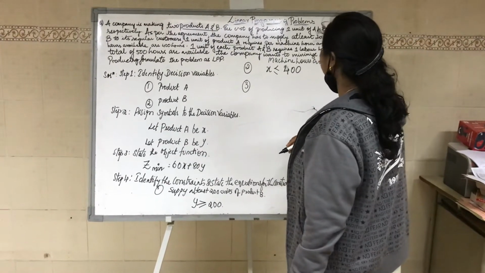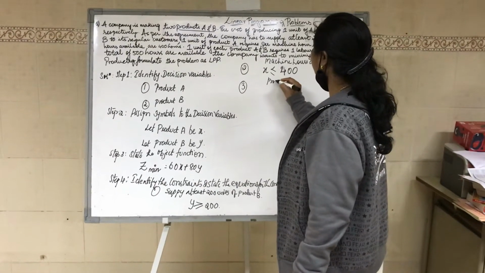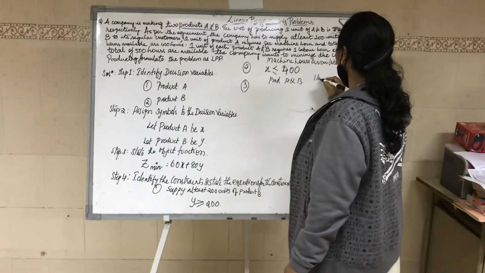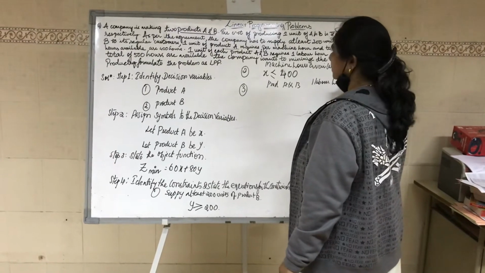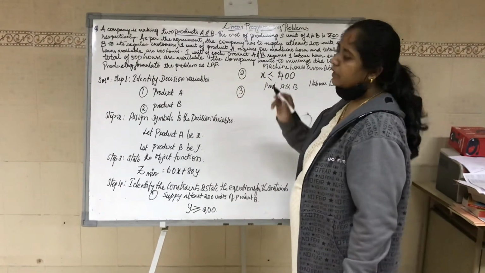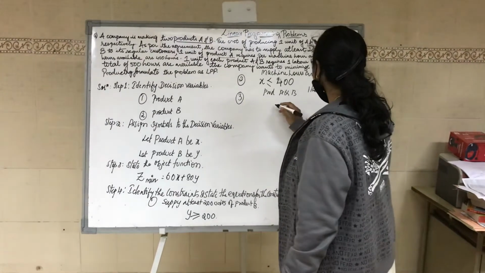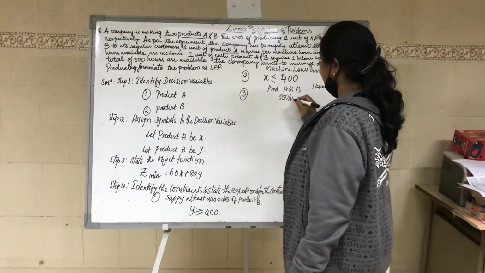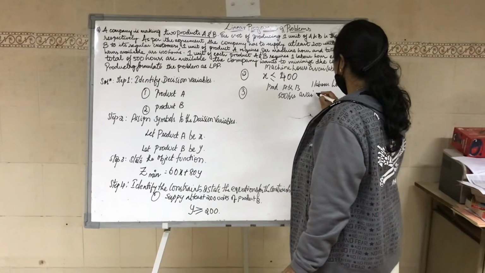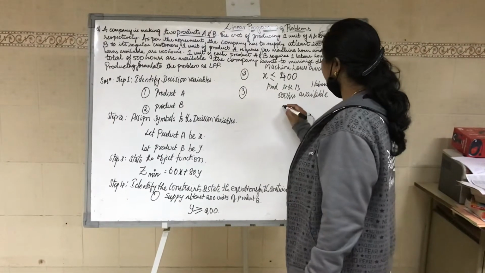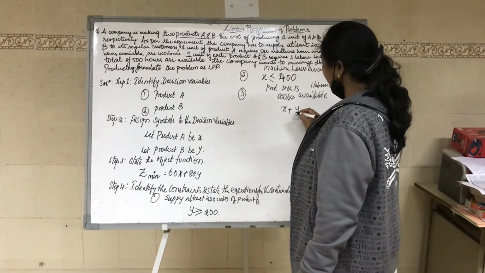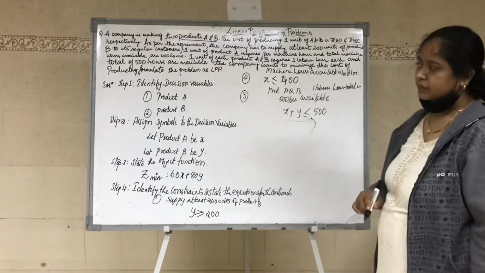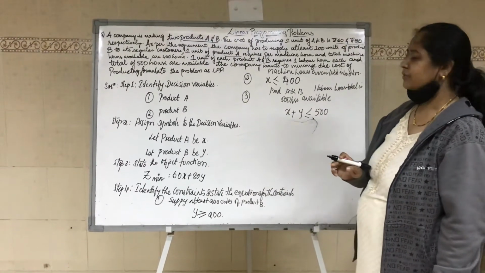Then the third constraint here is, it is having product A and B which has 1 labor hour and total available are 500. That is, total 500 hours available. So we will write it as X plus Y should be less than or equal to 500. So these are the 3 constraints which we have found.